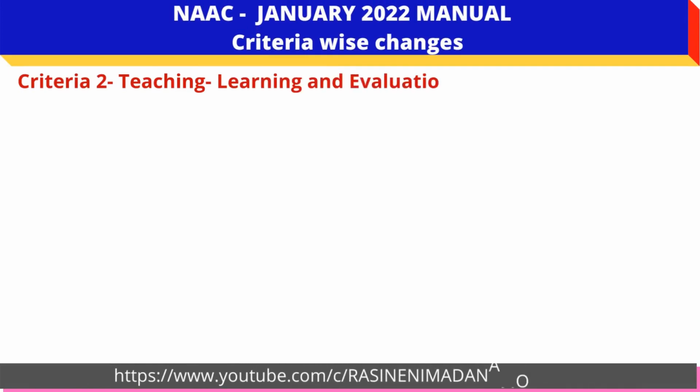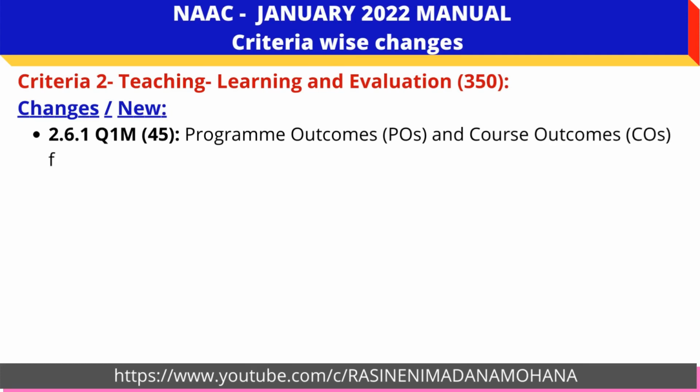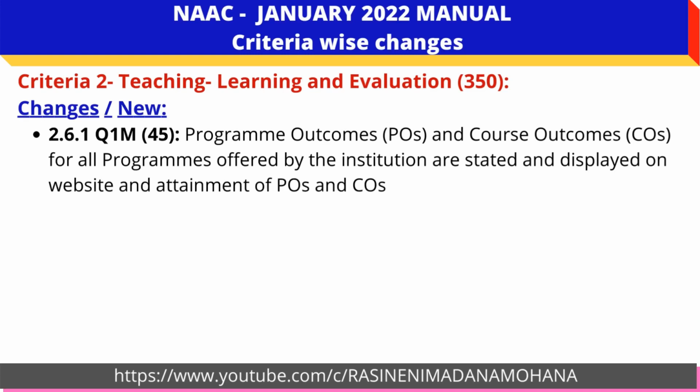2.6.1, qualitative, 45 is the weightage. Program outcomes and course outcomes for all the programs offered by the institution are stated and displayed on the website, and attainment of POs and COs are evaluated. Earlier, 2.6.1 was POs and COs statements, and 2.6.2 was attainment of POs and COs. This time both are merged, so 2.6.1 and 2.6.2 are merged. Weightages are combined, so 45 is the weightage.